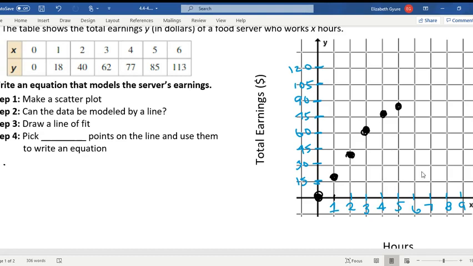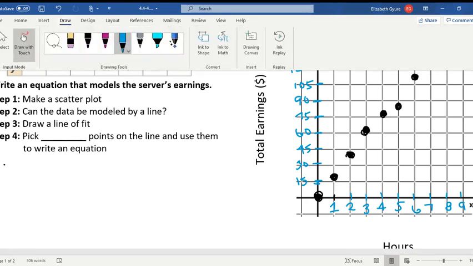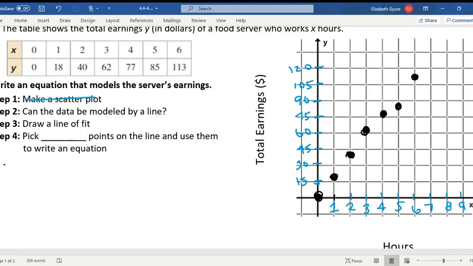And then 6 is 113. So here's 105. Here's 120. I would say that's pretty close to the middle, right? I think that's almost right in the middle. Okay. So is this a nice perfect line? No. Is it okay that it's not? Yes. Because it's just simply not going to be. Okay, so we have accomplished step 1. We made our scatter plot.